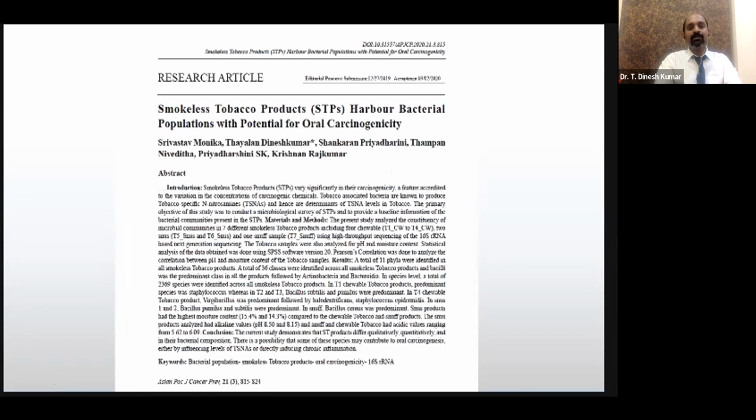of nitrosamines. Another study has shown the amount of nitrosamines, that is the TSNA, the tobacco-specific nitrosamines, are the highest in Indian-made tobacco products rather than Western tobacco products. The reason is, of course, the methodology in which they are prepared. So this is a new avenue for research as well. So that is the role of bacteria in carcinogenesis.